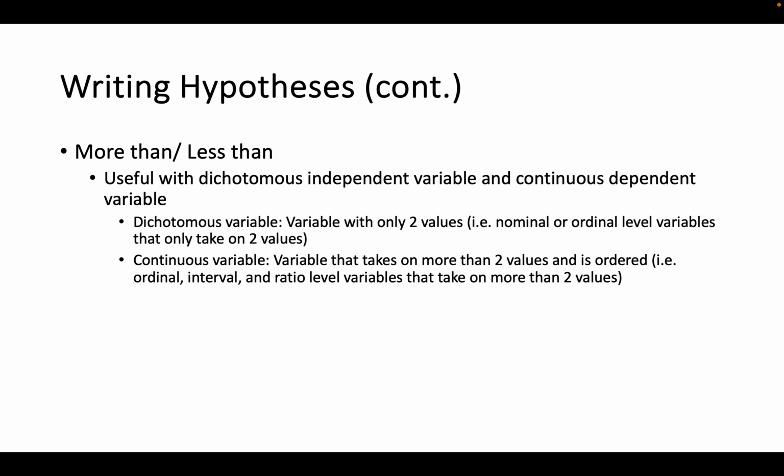So the more than, less than distinction works with the dichotomous variable and also the continuous variable. And a continuous variable is one that has more than two values. And those are usually, and not usually, always ordered. Thus, higher values mean something, lower values mean something. So a higher GDP per capita means the country is wealthier. A lower GDP per capita means the country is poorer. GDP per capita is a continuous variable.